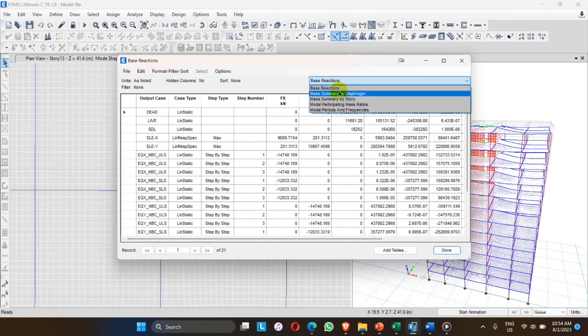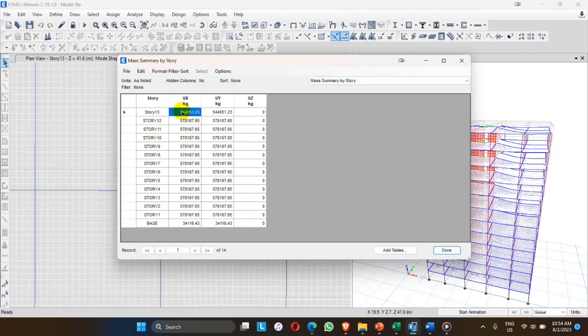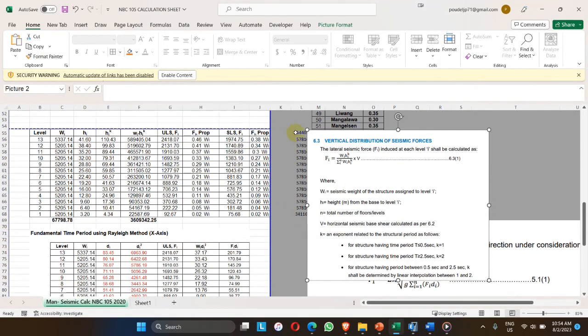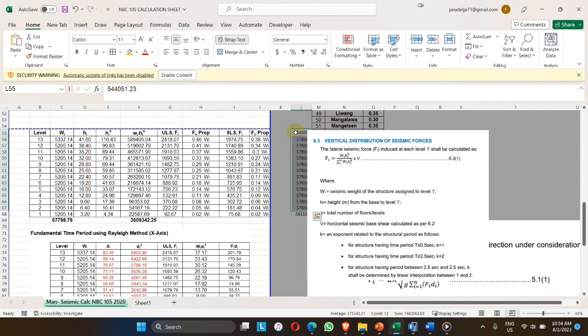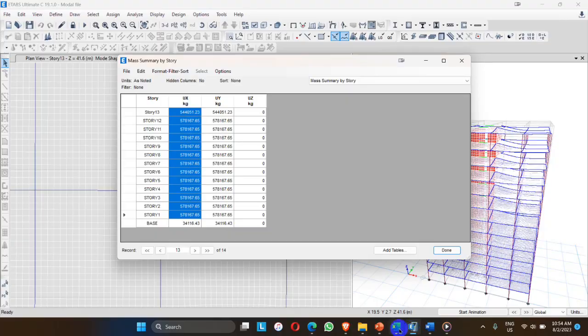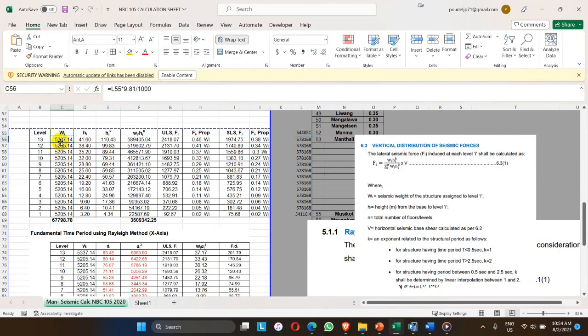Then these are the masses. Okay, these are the masses at each story level. These are the values obtained from ETABS, and this unit is in kg. So I have to convert the seismic weight into kilonewton. This is multiplied by the g value to convert into Newton, divided by 1000 to convert into kilonewton.